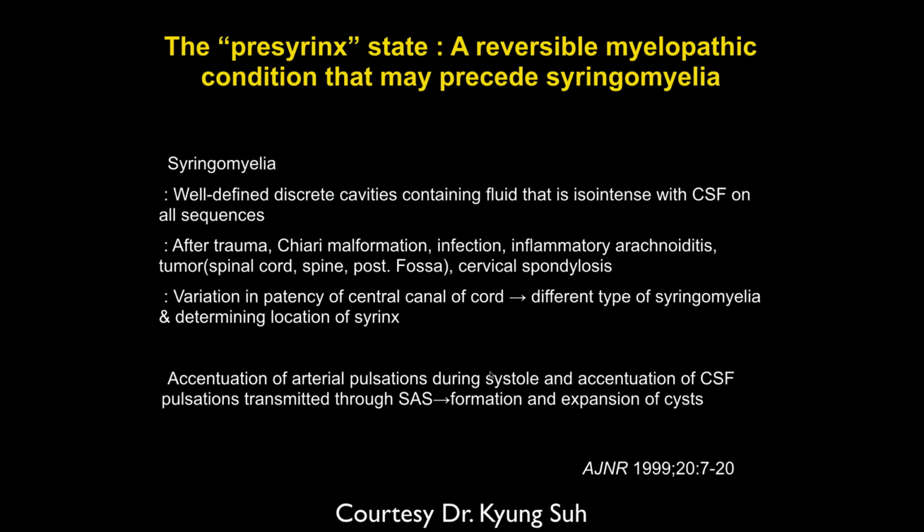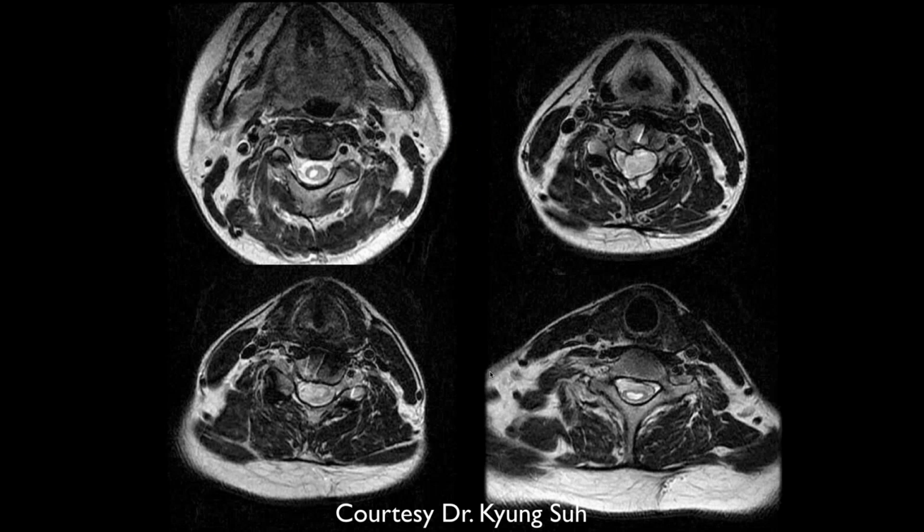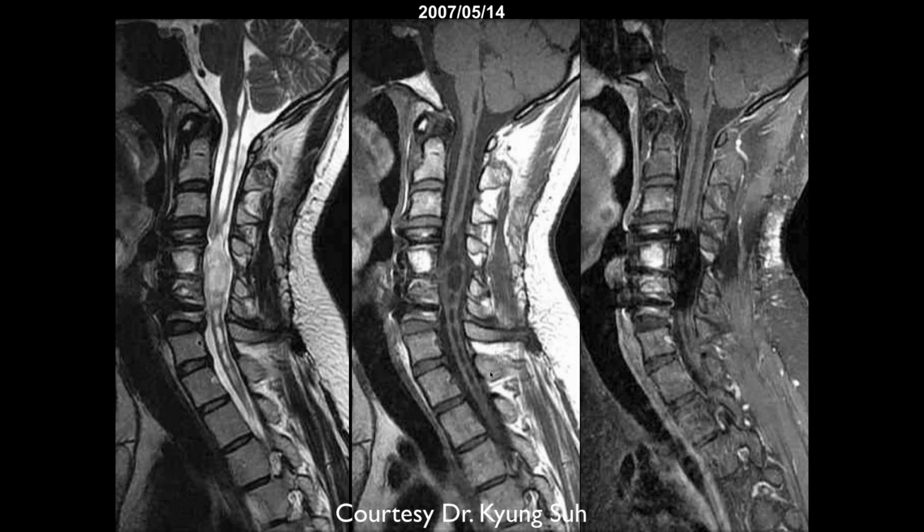So there are a lot of different theories as to what causes syrinx. Technically, if you just have dilation of the central canal, it's hydromyelia. Syringomyelia actually means that you have fluid replacing neural tissue outside of the central canal. So it's more than just dilation of the central canal, and here we can see there's probably a lot of involvement of the cord outside of just the central canal.